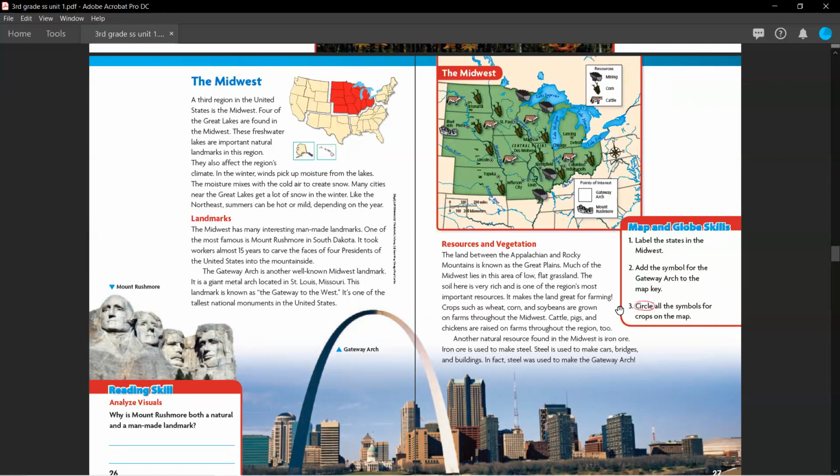Another natural resource found in the Midwest is iron ore. Iron ore is used to make steel. Steel is used to make cars, bridges, and buildings. In fact, steel was used to make the Gateway Arch.